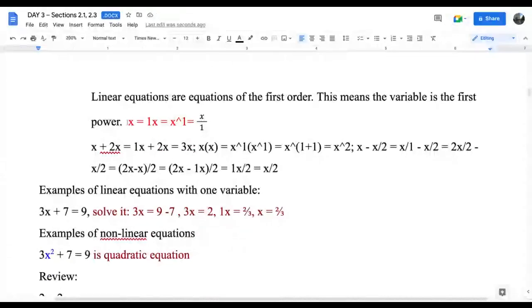So again, let's understand x. By convention, x is 1x, is x raised by 1, is x divided by 1.